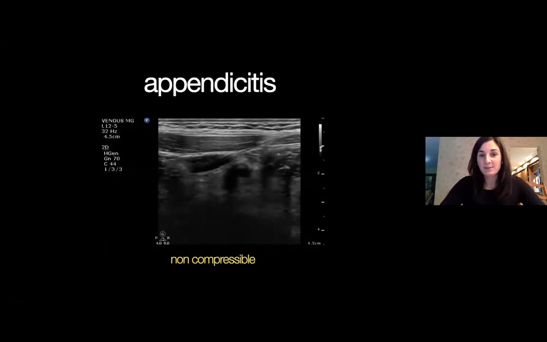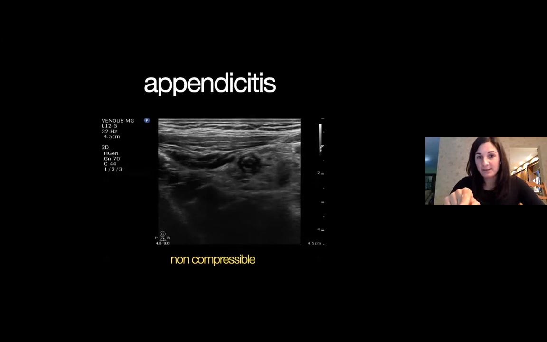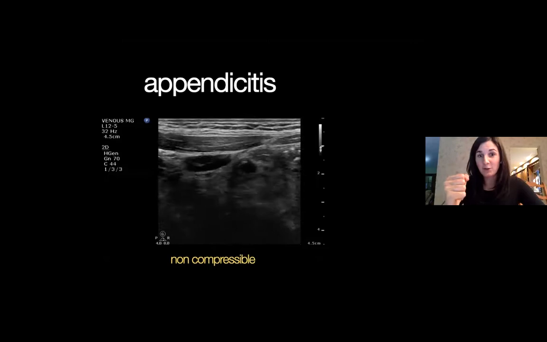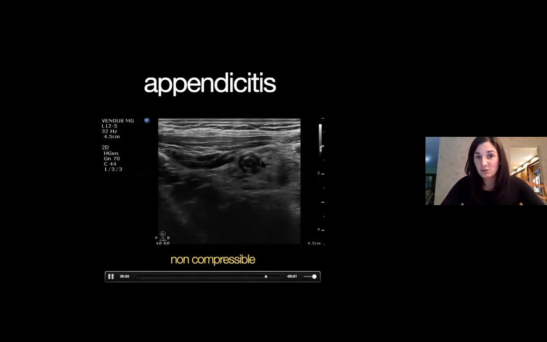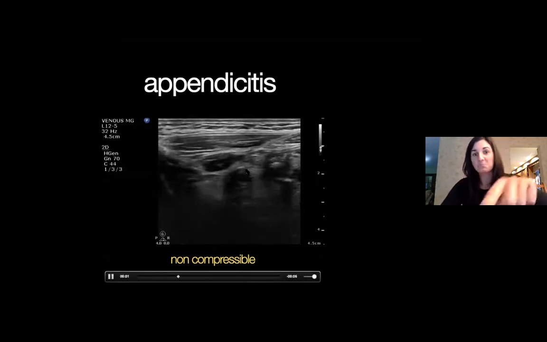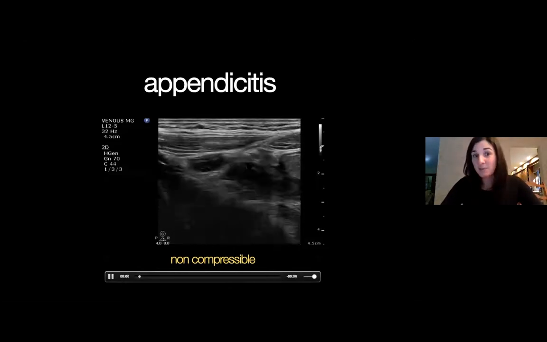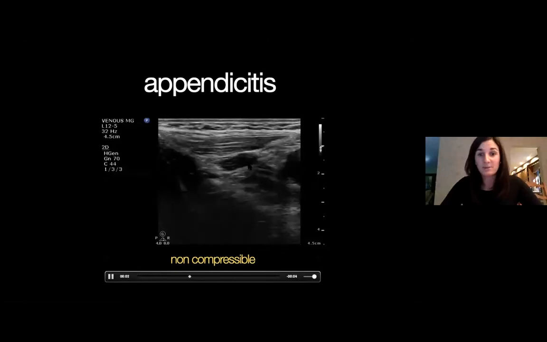And it has to be non-compressible. So here I am, look at this, compressing, and I'm not letting go. I'm being very, very patient, and I'm going to compress, and I'm going to look, is there peristalsis? That's the structure, sorry. I'm pointing with my finger, right there. So this is the appendix or appendicitis, and I'm compressing, and I see that there's absolutely no peristalsis.